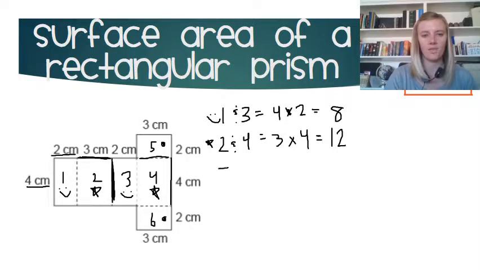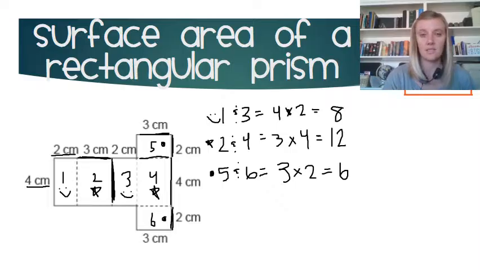Now I have to figure out 5 and 6. Okay, so the height of my shape is 2 for both of them. You can notice the height of my shape is 2 and the width of my shape is 3. So I'm going to take 3 times 2 and that equals 6. So my dot, each one of those is 6.